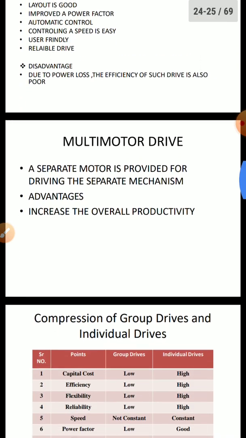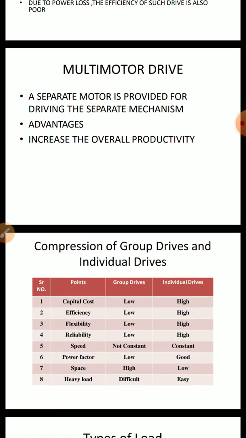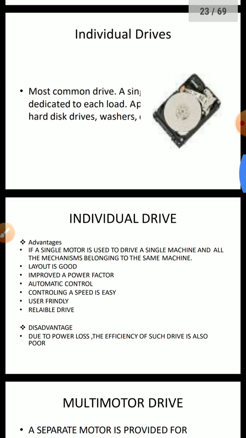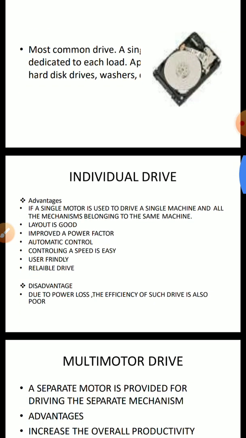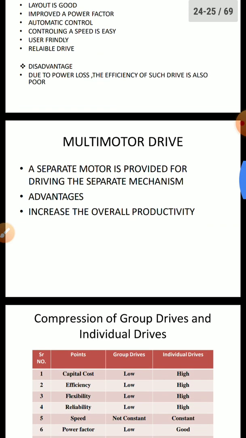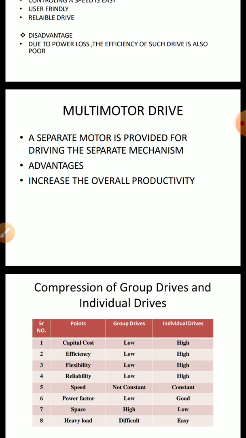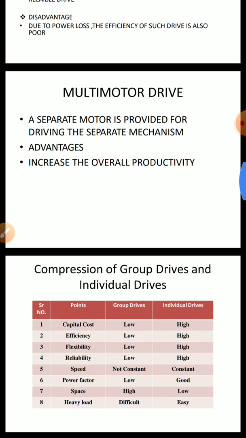Let us see next the multimotor drive. A separate motor is provided for driving the separate mechanism. The advantage is that it increases the overall productivity. So individual drive and multimotor drive: a separate motor means the number of motors is increased. It is provided for driving the separate mechanism. The advantage is the increase in overall productivity.